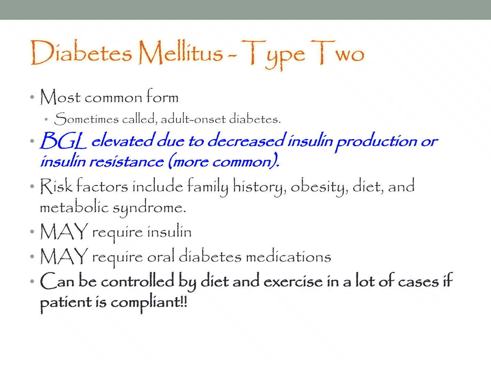So type 2 diabetics may require insulin, they may not. They may require oral diabetes medications, they may not. And in a lot of cases, if patients are compliant and they have type 2 diabetes or prediabetes, diet and exercise can reverse the condition.